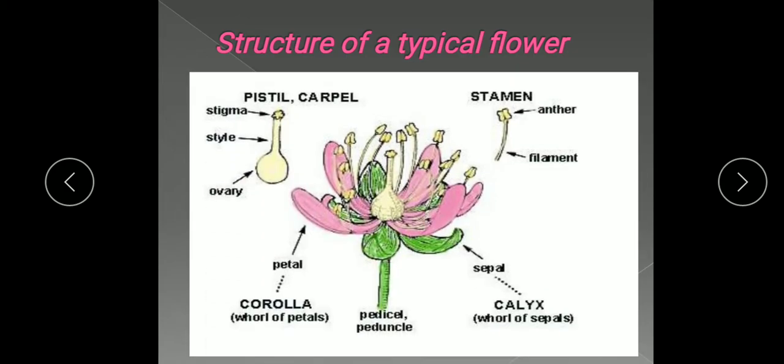So let us see their technical terms. Technically, all these whorls are named: calyx, which is the outermost whorl, and the unit of the calyx is known as the sepal.